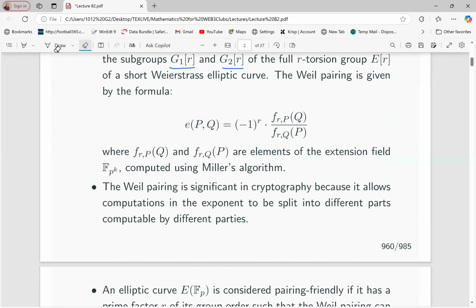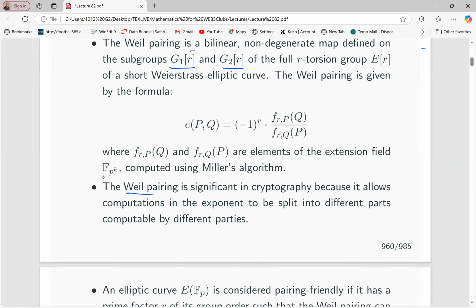Again, it's a very important thing. Weil pairing is a very important tool in cryptography, and it allows computations in the exponent. The exponent is just a power, which can be split into different parts.